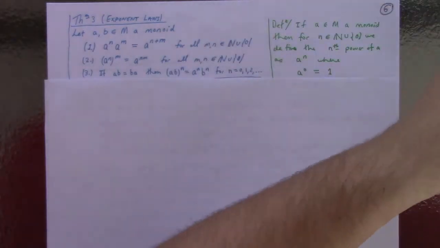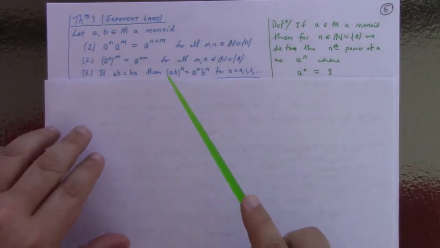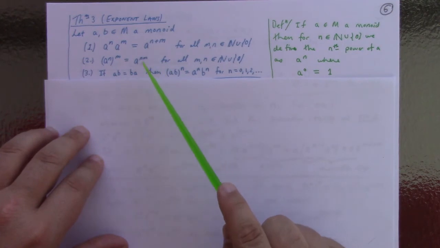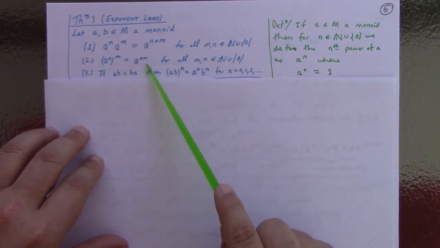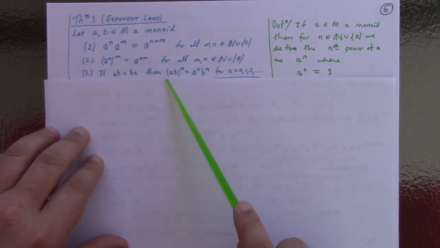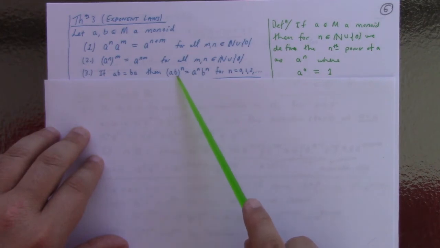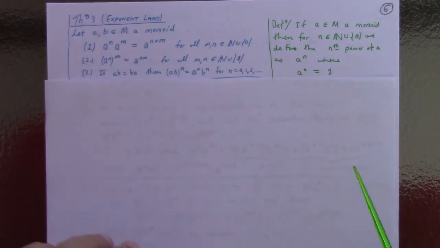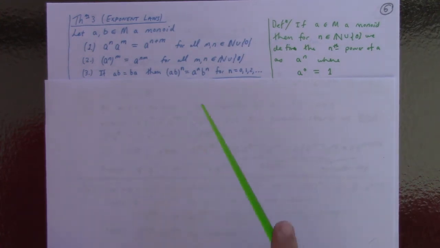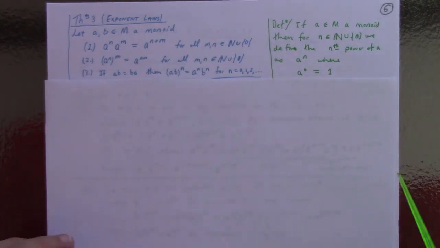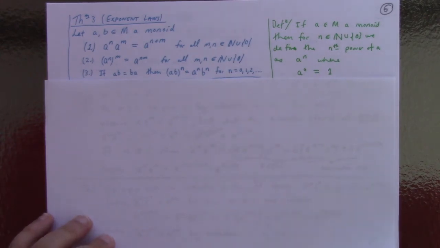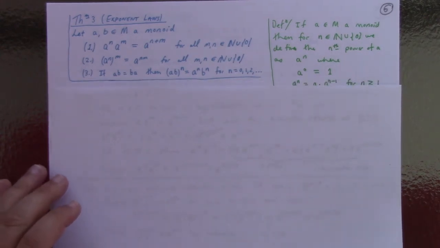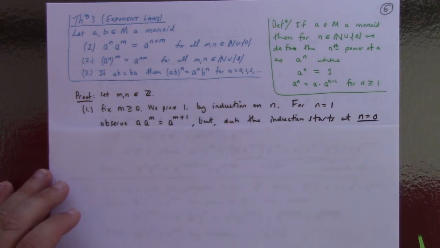Anyway, here are some properties that we should be aware of. a to the n times a to the m is a to the n plus m. a to the n to the m is a to the nm. And if a and b commute, then we get (ab) to the n is a to the n b to the n. Now, if a and b do not commute, then this is not true. You should know that from linear algebra already. Now the proof of these is pretty easy.